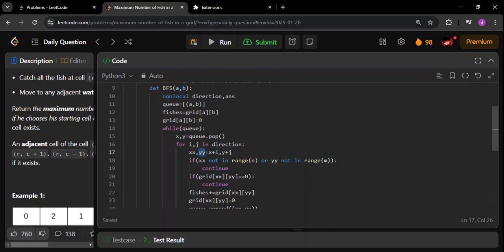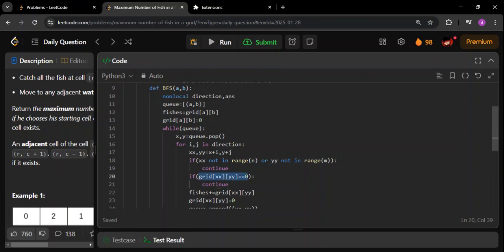Now this double x, double y can be outside the grid also. For that reason, I have to check if double x not in range n or double y not in range m. Remember, this is our condition. Even if one of the coordinates is outside the grid, the whole cell will be outside the grid. If that is the case, simply continue, that is, go to the next iteration. This current adjacent cell is not in the grid. If that's not the case, that means the cell is in the grid, then we have to check if the value is equal to 0.